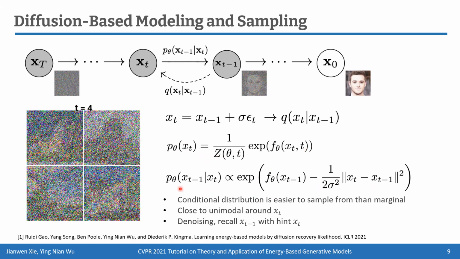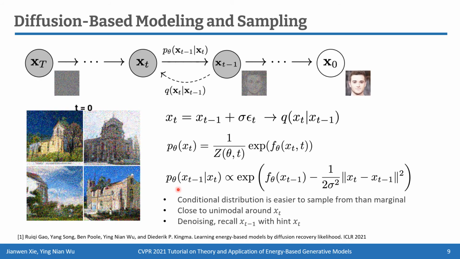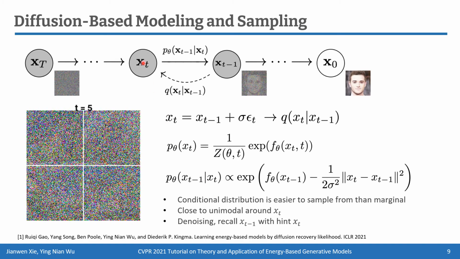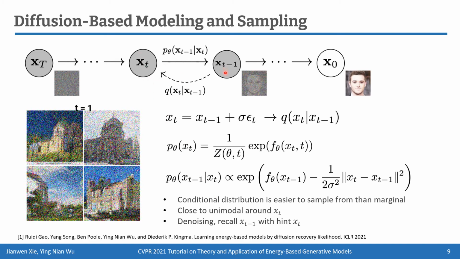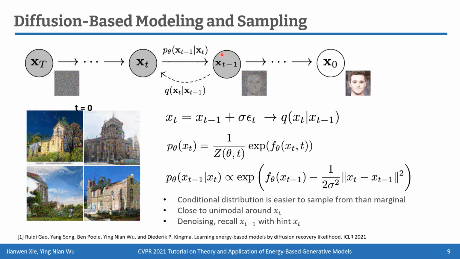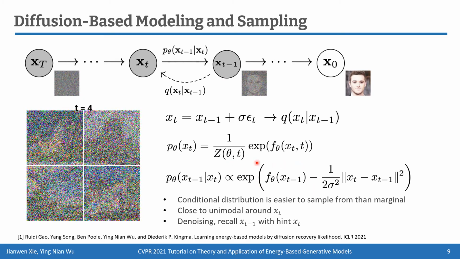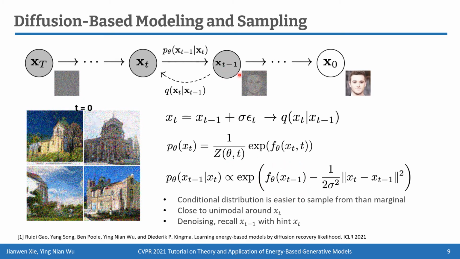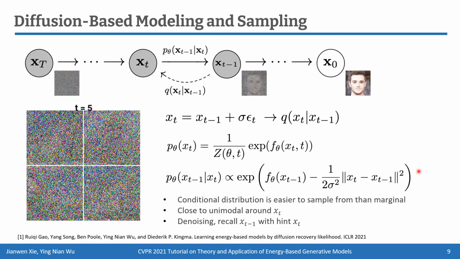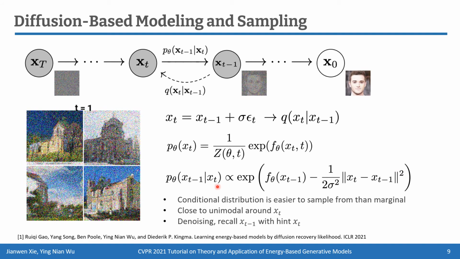That is, if we consider the conditional distribution of xt minus 1 given xt, so that given xt, we want to recover xt minus 1, where xt is a noisy version of xt minus 1. And this distribution can be considered as a prior distribution of xt minus 1. And then we add this data likelihood, which is a least square term, so that the marginal distribution continues to be an energy-based model with this energy function.